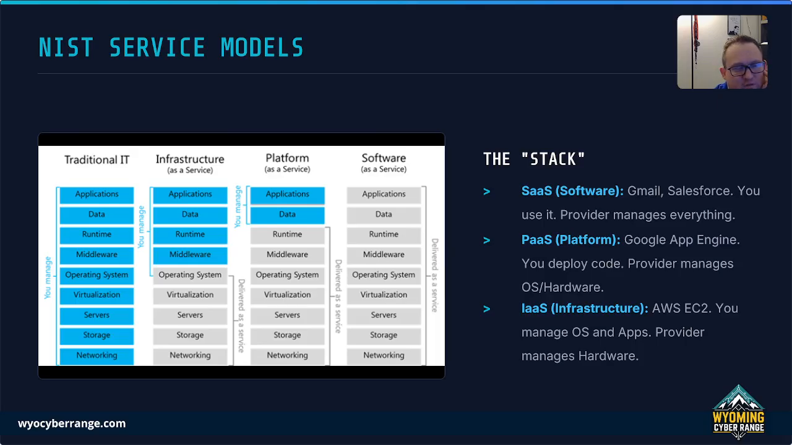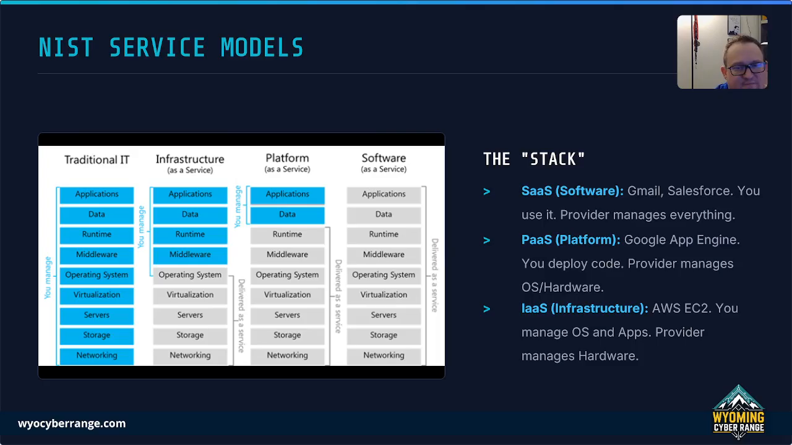The first model is going to be the SaaS model. This is software as a service. Think of it like Gmail, Salesforce. Basically, we just use it. The provider manages everything from the application all the way through the hardware. The next model is PaaS, otherwise known as platform as a service. Think of this like Google App Engine. You deploy your code, but the provider manages the underlying operating system and hardware.